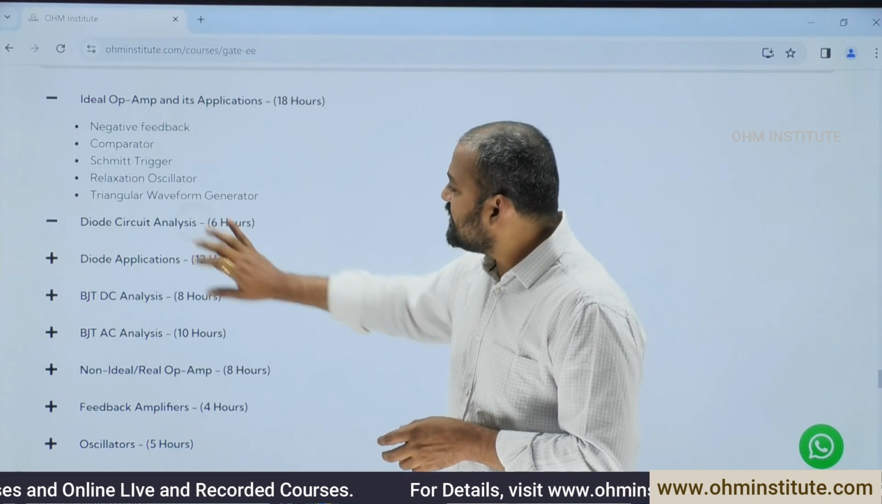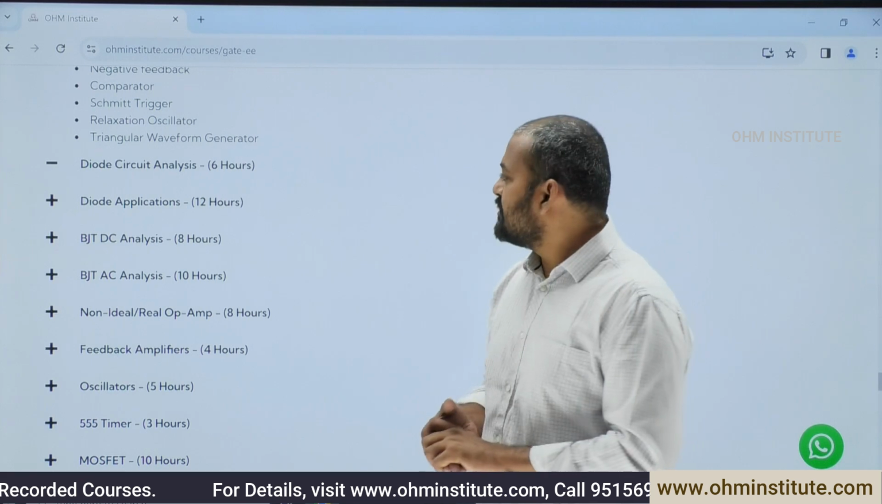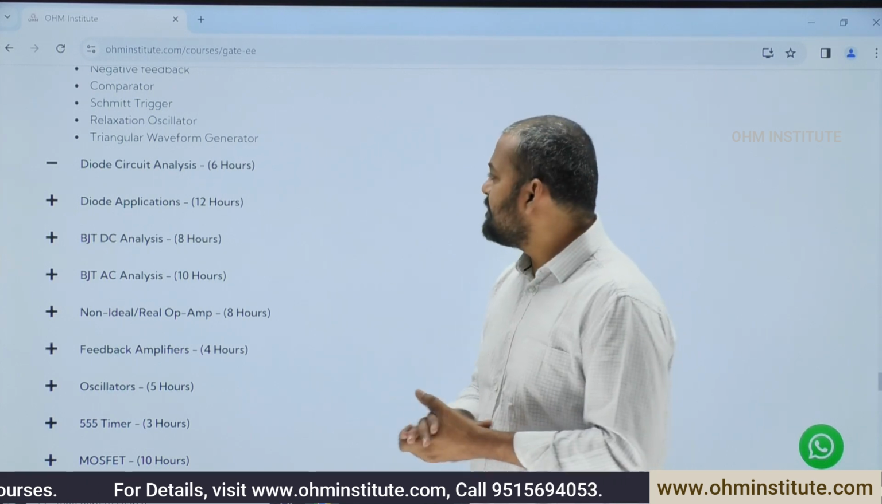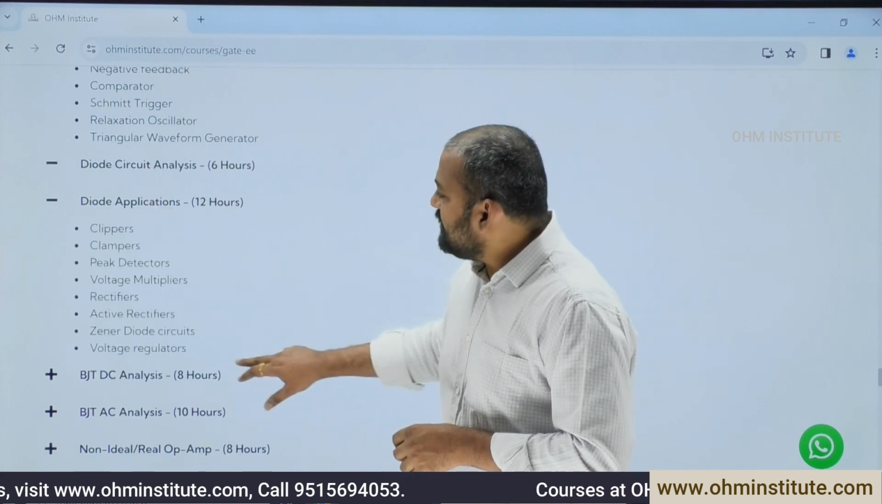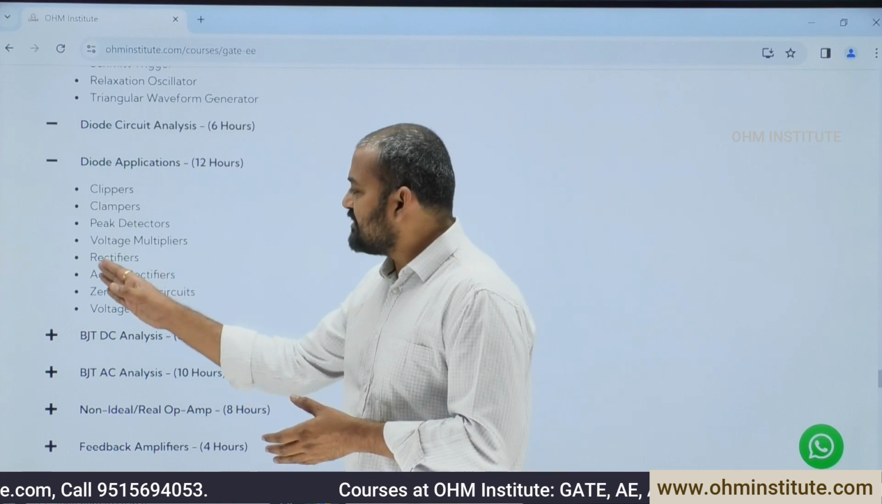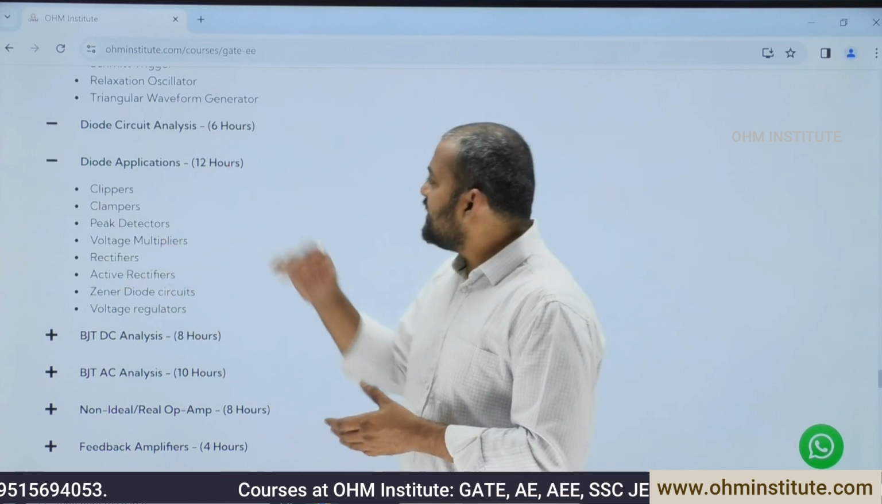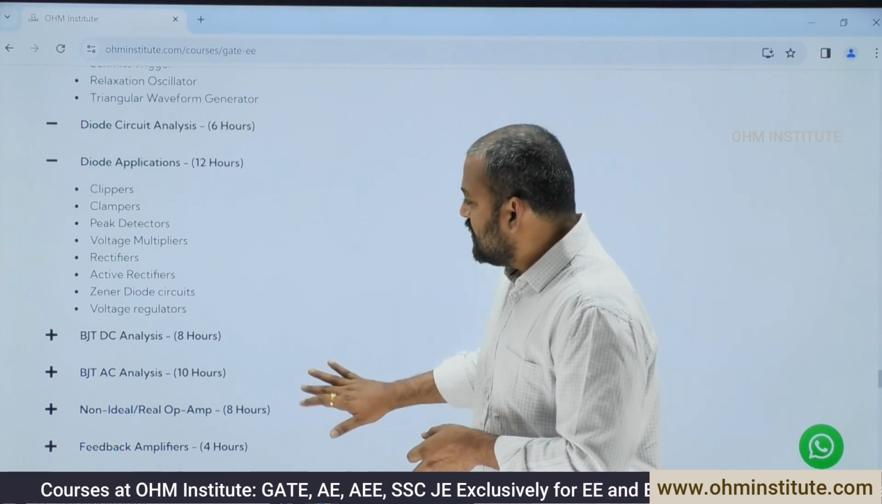Then diode circuit analysis. It's a single topic on diodes: clippers, clampers, rectifiers, etc. Sir will spend around 6 hours. And then diode applications: clippers, clampers, peak detectors, voltage multipliers, rectifiers, etc. Sir will spend a good amount of time. So in total for diodes, I can say 18 hours will be taken.